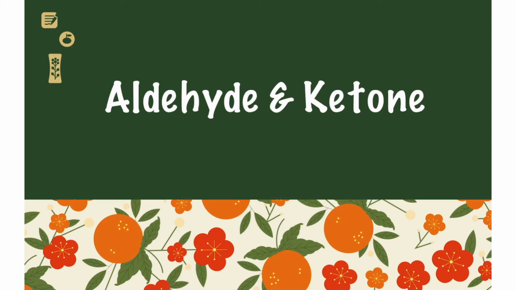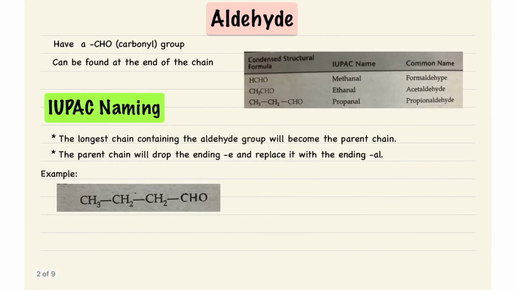Good day. So today I am going to teach you how to name an aldehyde and ketone. So now let's have first the aldehyde. So when we say aldehyde, it has a CHO carbonyl group. And it can be found at the end of the chain. Remember, it is located at the end of the chain.